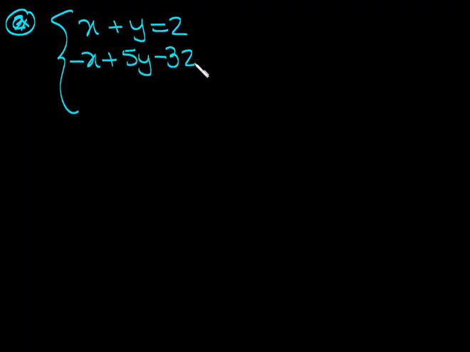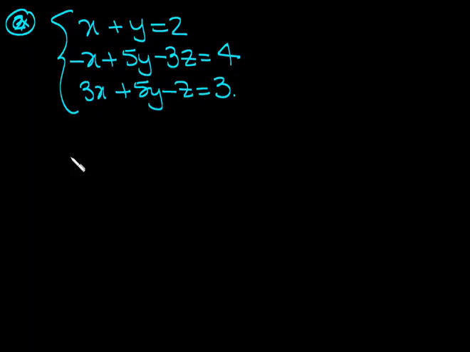2 more examples and we'll be done with this section. So let's take a look at this example. We have x plus y is equal to 2. We have minus x plus 5y minus 3z is equal to 4. And then we have 3x plus 5y minus z is equal to 3.